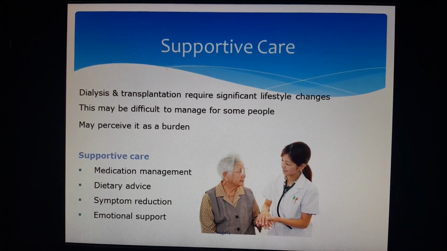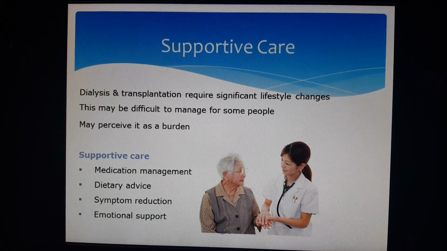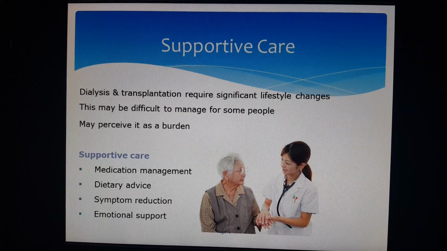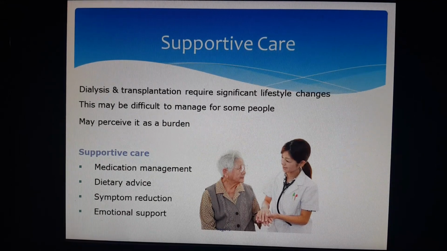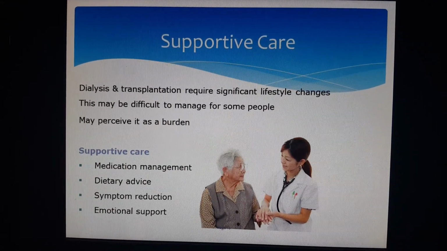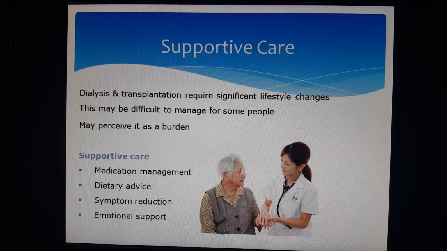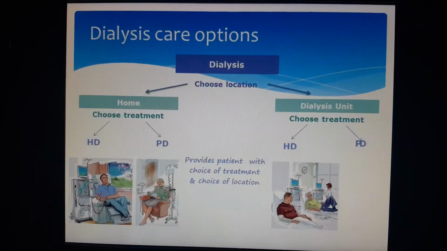Dialysis and transplantation require significant lifestyle changes, and this may be difficult to manage for some people. They may perceive it as a burden. So while they receive supportive care, they continue to get medication management, dietary advice, symptom reduction, as well as emotional support. The next option is dialysis care.